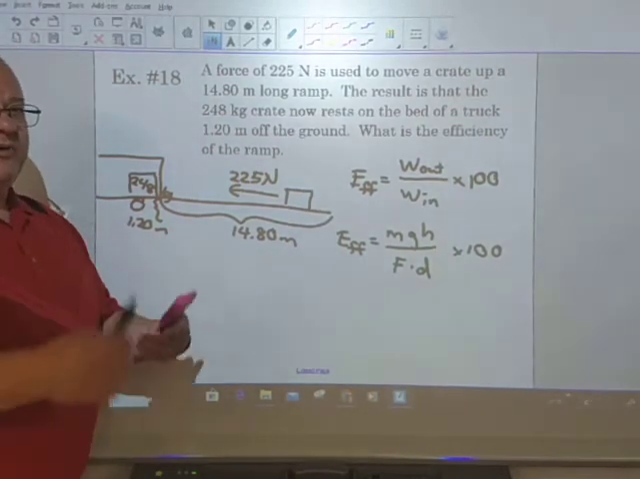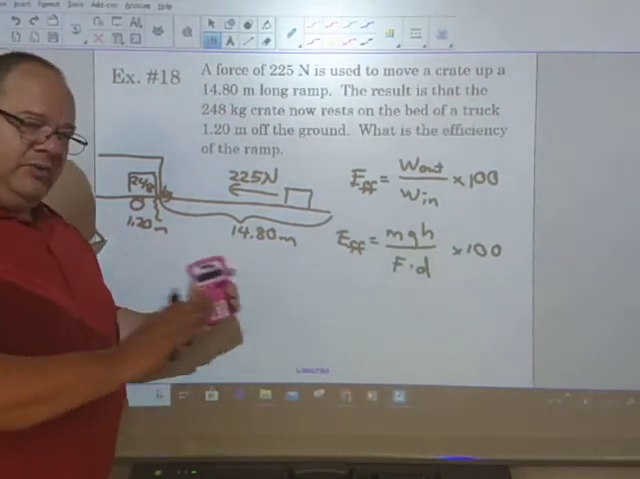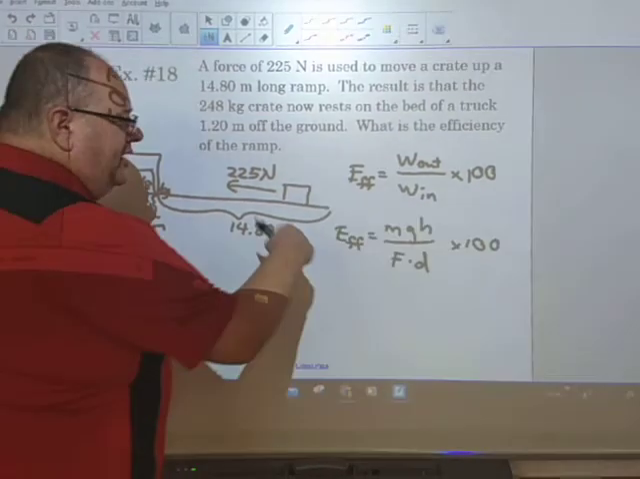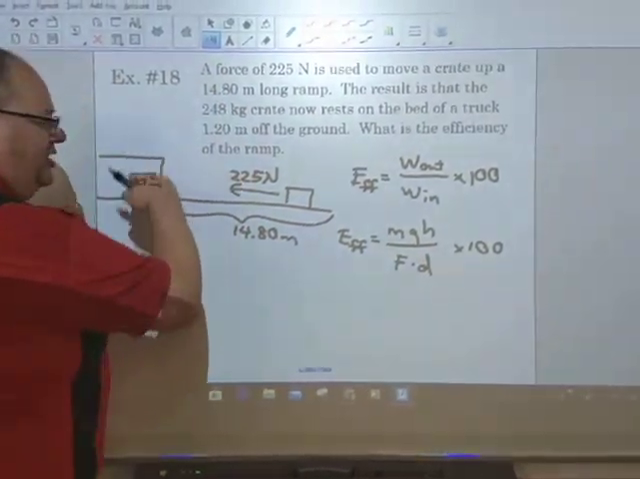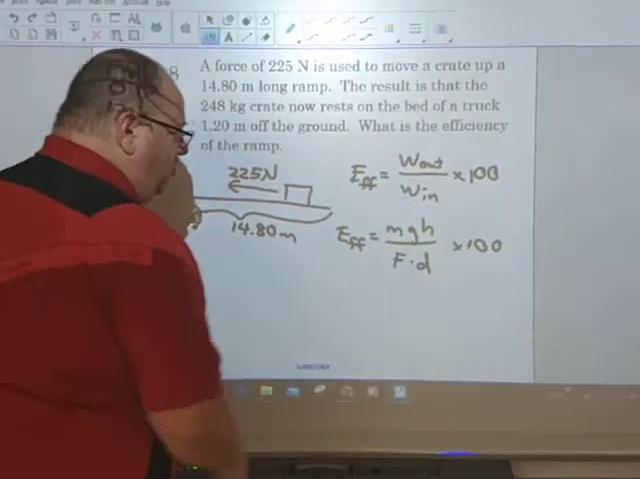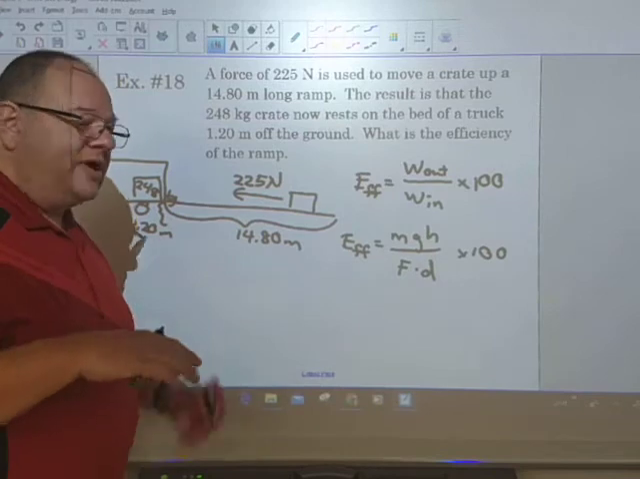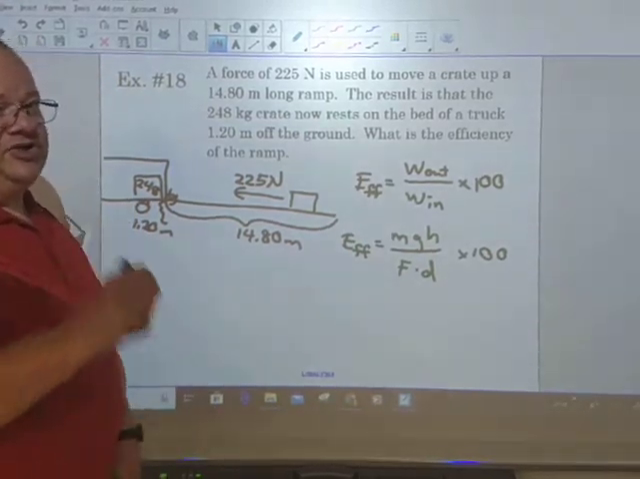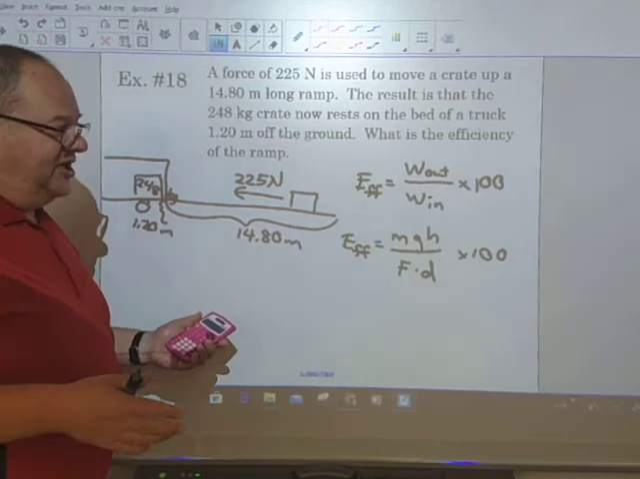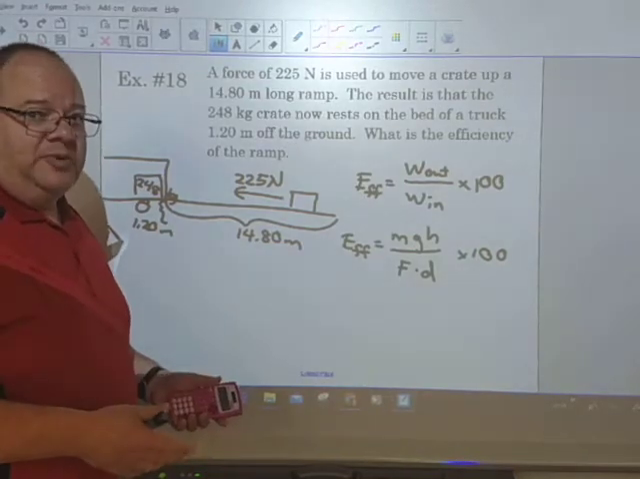See, this is one where we really have to reason things out. We say, what are we accomplishing? What did we do? What we accomplished was we lifted this object. We increased its gravitational potential energy. What did we do? I did some work. But some of my work went to overcoming friction. It didn't just increase the energy of the object. So my efficiency is always going to be less than 100%.